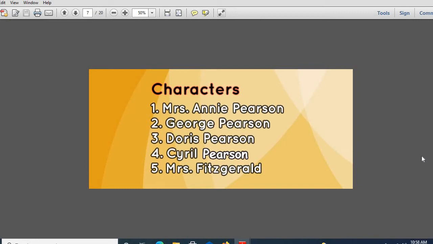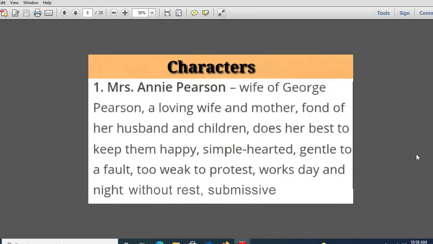George Pearson, as you know, is the husband of Mrs. Pearson. Doris is the daughter. Cyril is the son of Mrs. Pearson. And Mrs. Fitzgerald is the neighbor next door, and as I told you, her personality is totally different from that of Mrs. Pearson. I am now moving on to the next important part, the list of characters. Yesterday also I told you this; I am just recapitulating this part for your convenience.